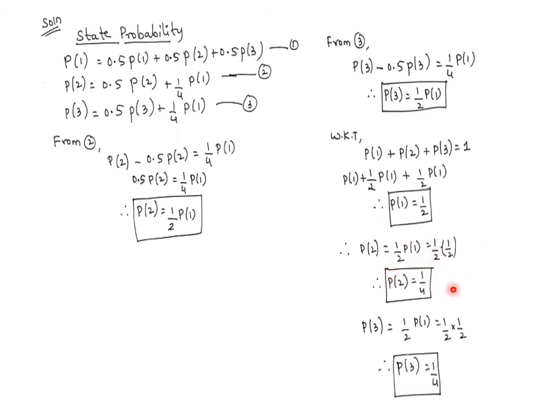Substitute P of 1, and we obtain P of 2 as 1 by 4. Similarly, P of 3 is 1 by 2 times P of 1. Substitute P of 1, and we get P of 3 as 1 by 4.